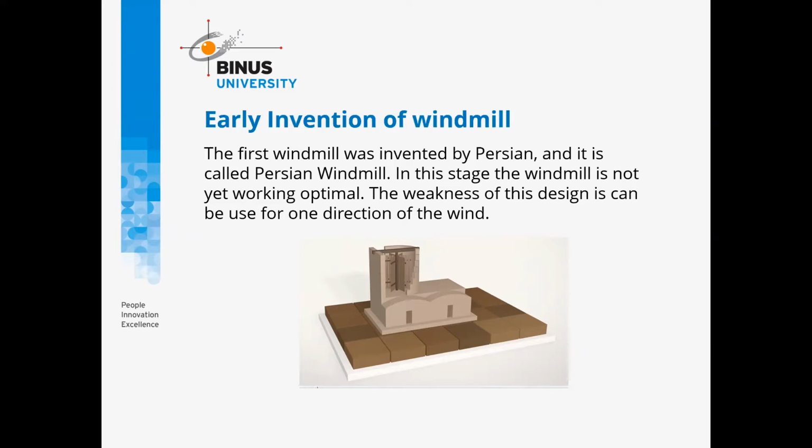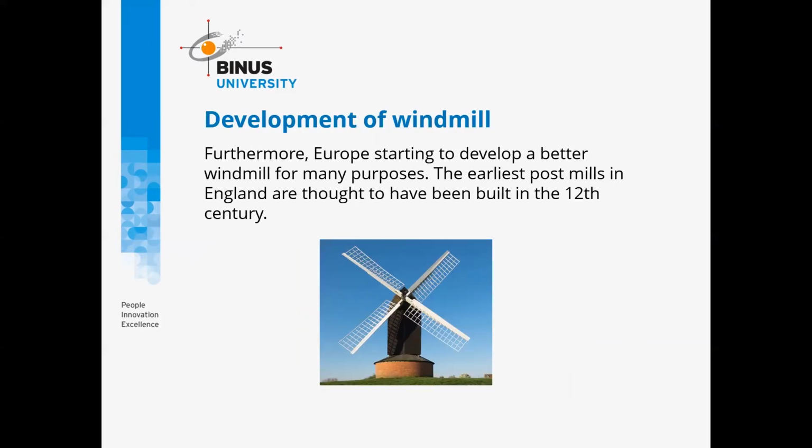Still talking about the early invention of windmill. The first windmill was invented by the Persians, and a lot of people call it a Persian windmill. But this first windmill did not work optimally. The weakness of the design is that it could only use one direction of wind. Okay, the next section will be development of the windmill.